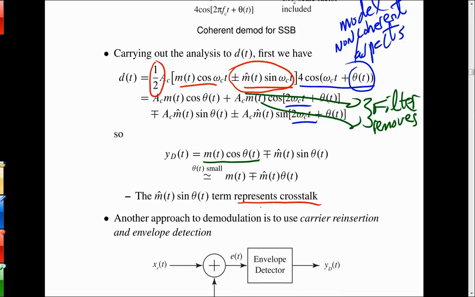How do you get rid of the crosstalk? Have a coherent carrier, so theta is 0, right? Or theta is just small, right, in the small angle approximation, so that'll be small.